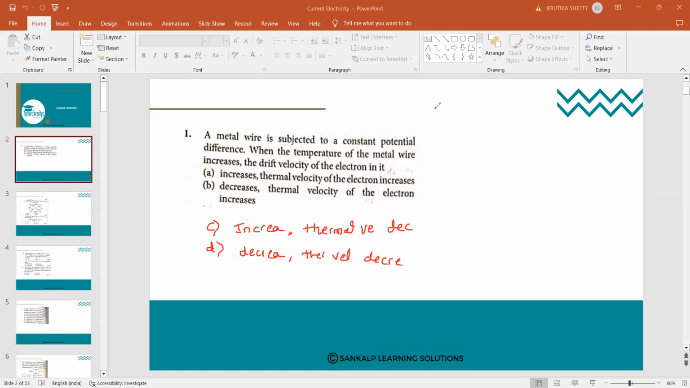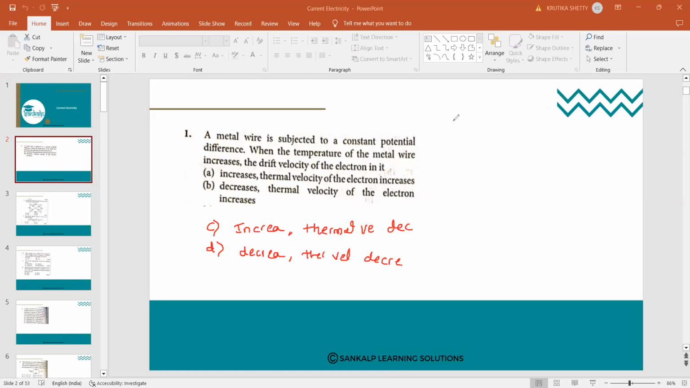To see the question, what are they saying? A metal wire is subjected to a constant potential difference. You have a wire, and potential difference means you are connecting a battery to it. When the temperature of the metal wire increases, what happens to the drift velocity, when the wire is already connected to a battery? Look at the options.